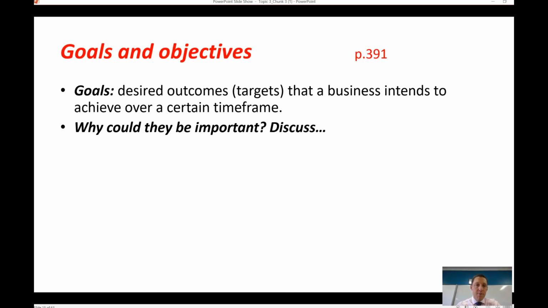which leads to goals and objectives. And the goals of a business through the business plan are the desired outcomes or targets that a business intends to achieve over a certain time frame. And those goals will often be set in the short term, the medium term, and the long term.